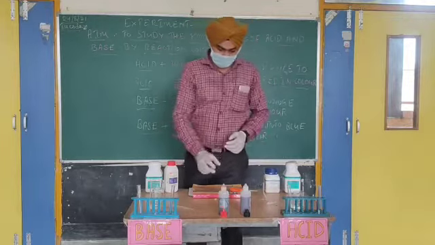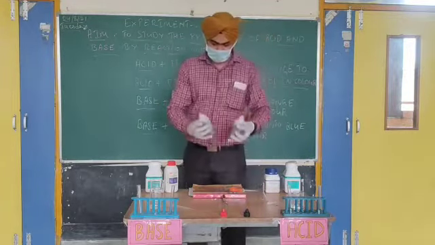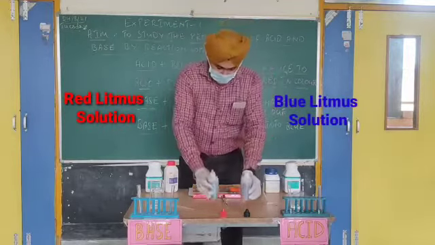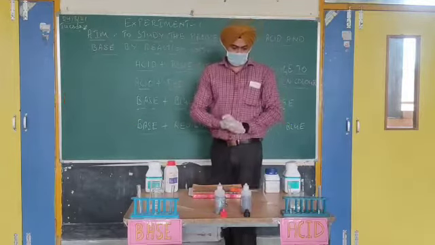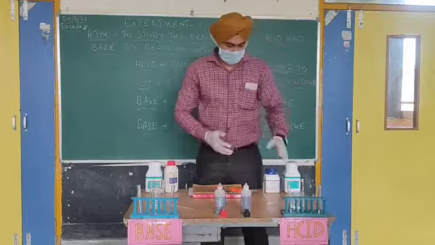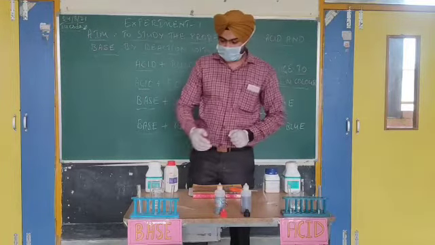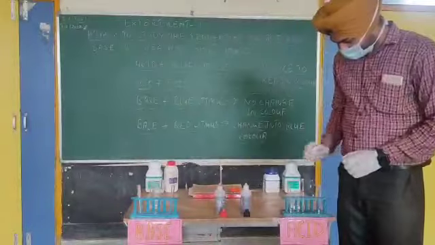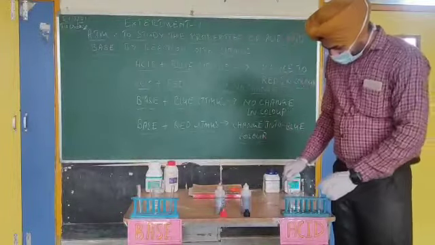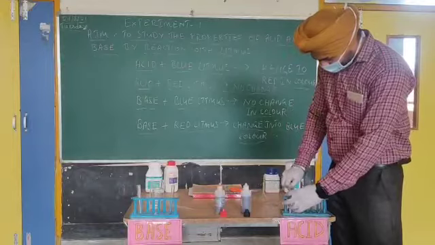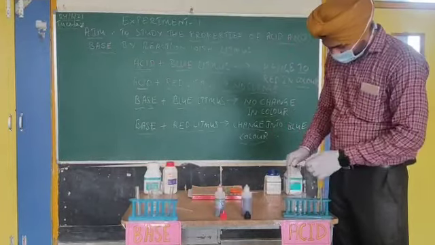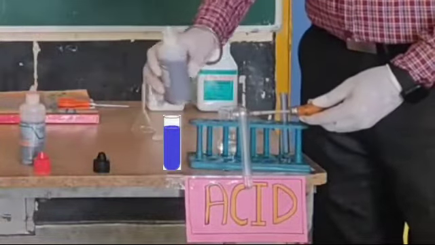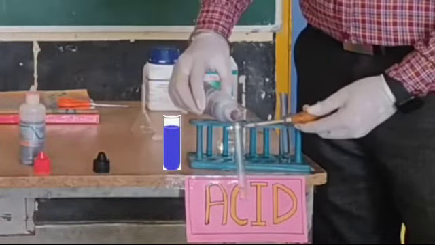We have two solutions. As you see, this one is a red litmus solution and this one is a blue litmus solution. Now I have two test tubes here on the left hand side that contain the acid, and the test tubes on the right hand side that contain the base. Experiment. So first of all, I take the test tube that contains acid, and let's see what happens when I pour the blue litmus in acid.